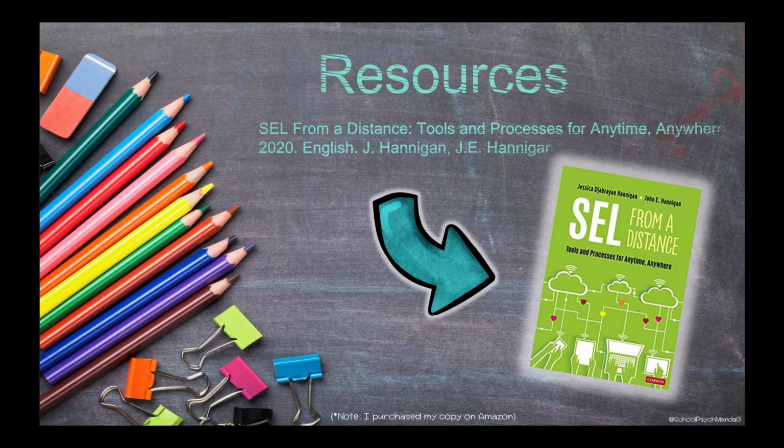Today's presentation is all based off of this book. This is an amazing resource that I came across on Amazon, called SEL From A Distance, Tools and Processes for Anytime, Anywhere, written by Jessica and John Hannigan. As soon as I started reading it, I fell in love with this book because the authors explain and break down social emotional learning in such an easy to understand way, and they highlight why SEL matters. I couldn't say enough good things about this book.